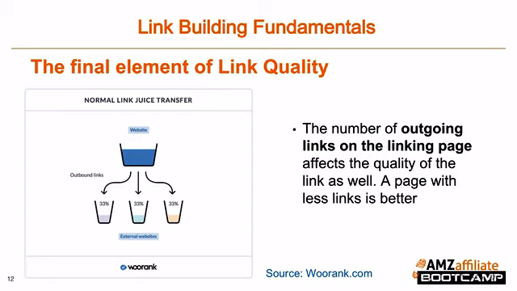The final element of link quality is the number of outgoing links on the page that it's linking from. If a page has 100 links on it, then each link gets a portion of the link juice or link power from a given page. So just how much value any one link gets is unclear, as it's not like every single link gets the exact same amount, but we do know for sure that the more links on a page, the more the page's authority is spread out across those links, which lowers the value of any one link on the page.